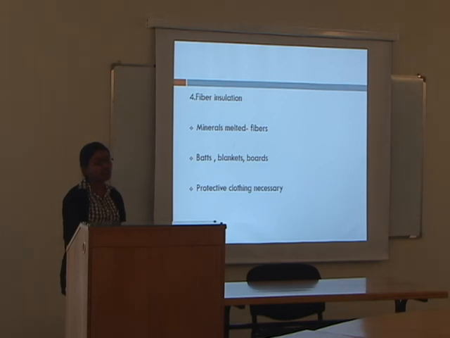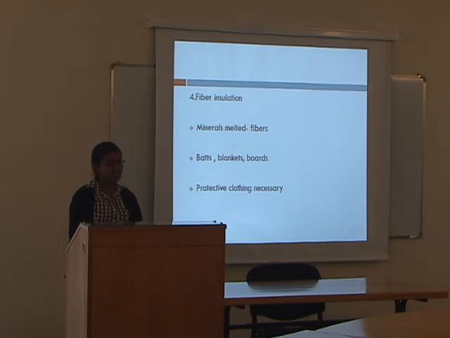And the next type of alternative used very commonly is fiber insulation. They are extracted from minerals, melted, and then woven into fibers. Using the fiber insulation, blankets and electrical boards are made. It is fiber and may not be suitable for every person, so protective clothing is needed before you start using the fiber for insulation.